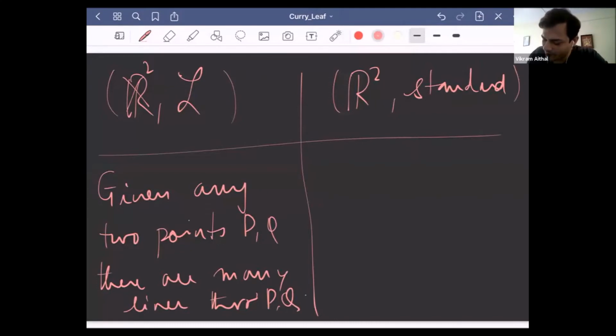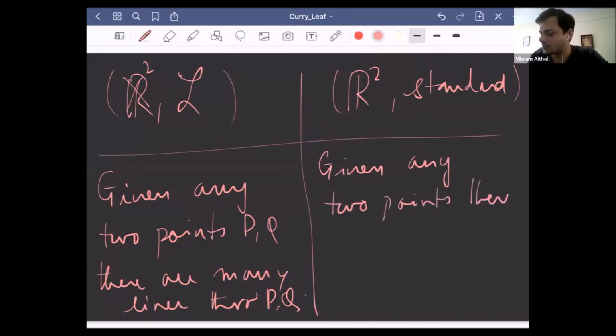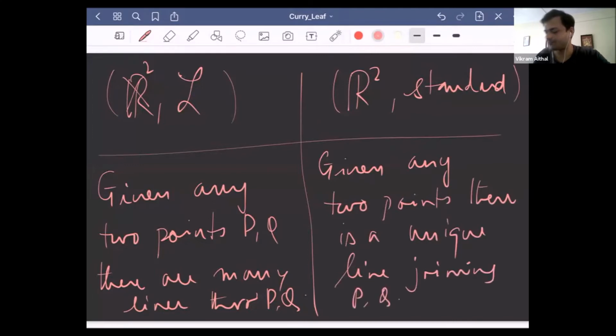In R2, we have something special. In R2, given any 2 points, there is a unique line joining P and Q. So this model is different from our standard model in this sense, that I may have more than one line joining 2 points.